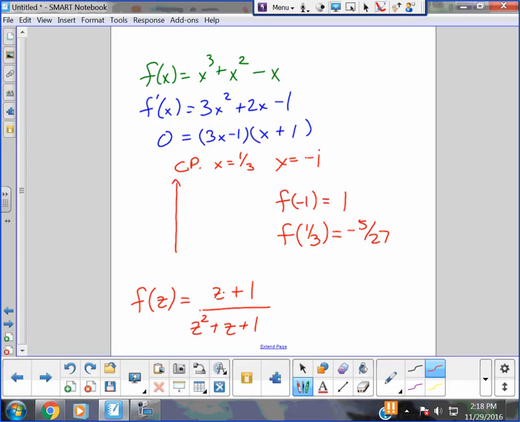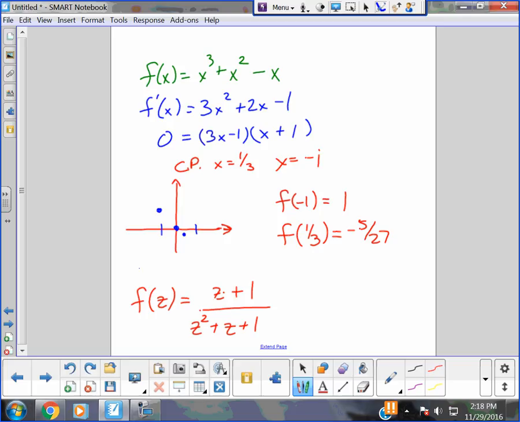What's our y and x intercept this time? 0, 0. F of 0 is 0. You guys agree? Then I said at negative 1, it's positive 1. I said at 1/3, it's negative 5/27. Guys, what parent function is this? It is the parent function x cubed, right?